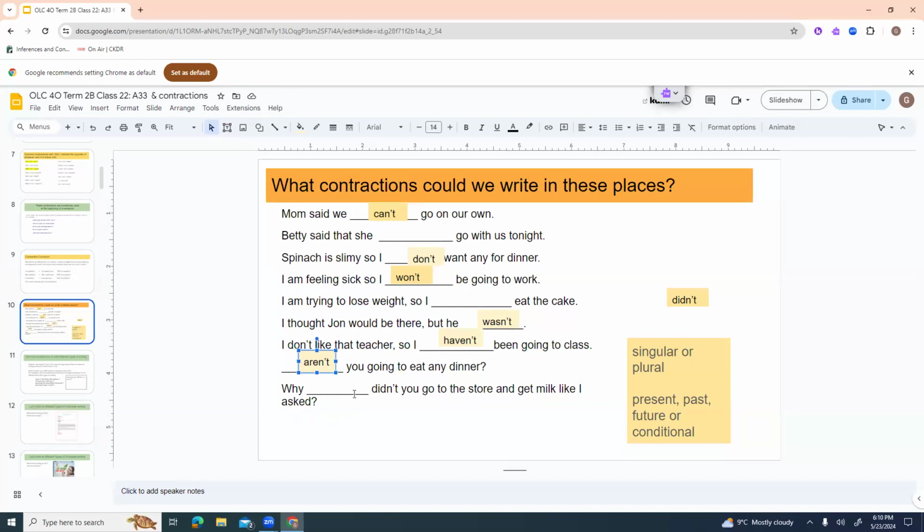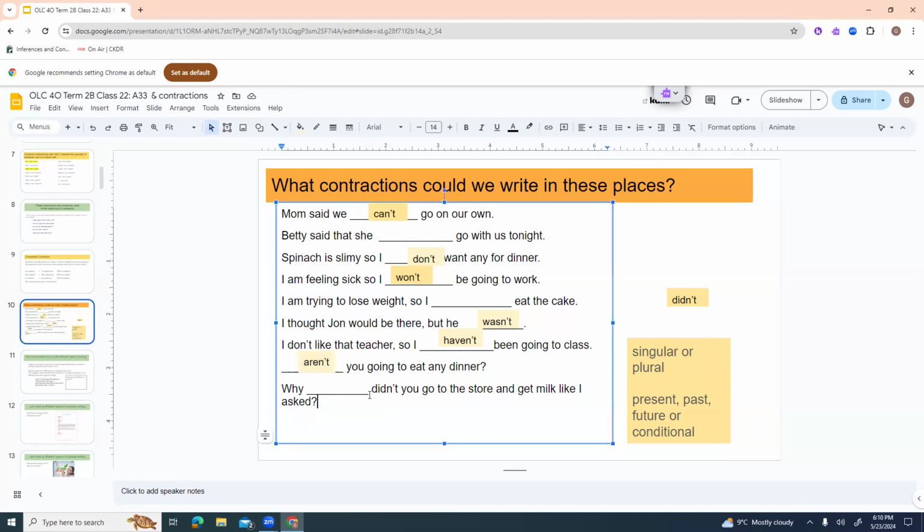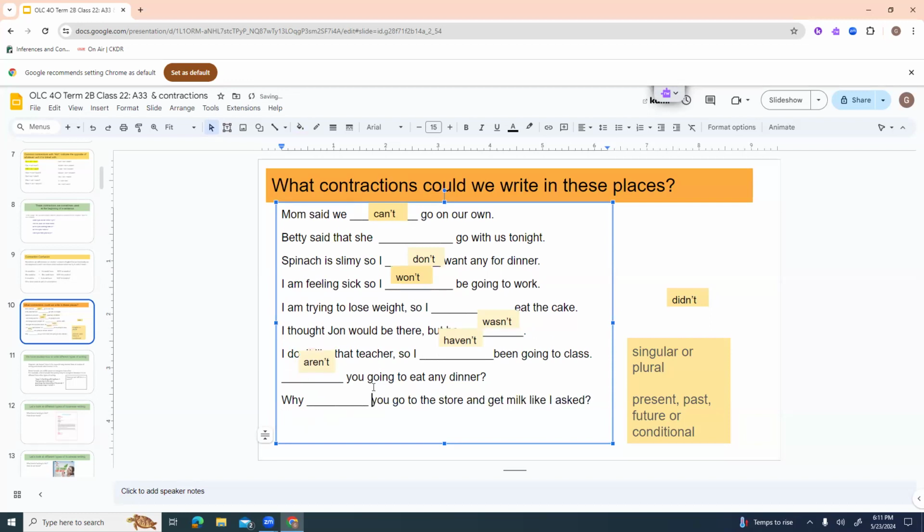Why blank? Oh, something got lost there. You know what? That one, I think I was supposed to not have the word didn't there, but I forgot and put it there. Why didn't you go to the store and get any milk? Okay. All right.